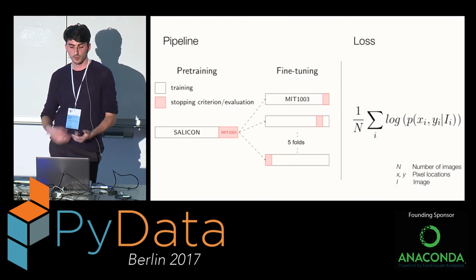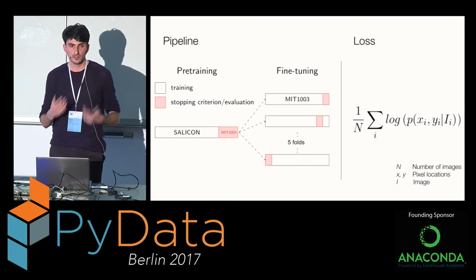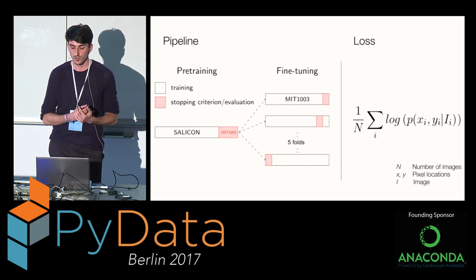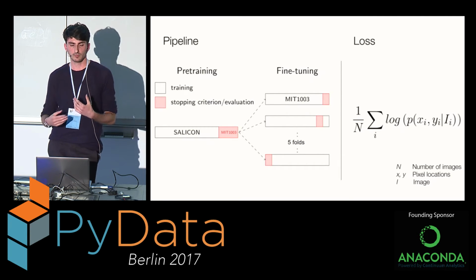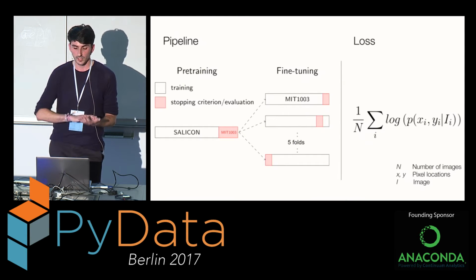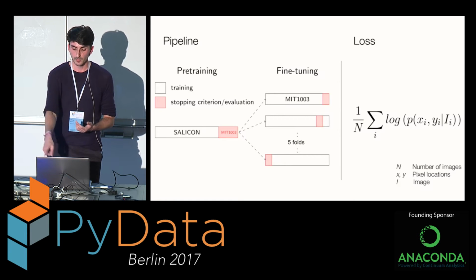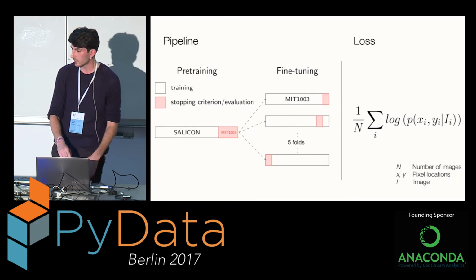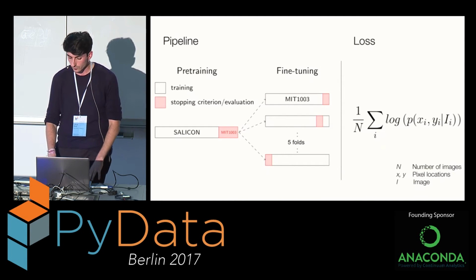The loss function we're applying is basically just the maximum likelihood estimator. We want to optimize our parameters such that they best capture the experimentally observed data. So this is just the sum over all the images of the log likelihood function. And this probability, P of x, y given I, is what our model outputs. So this is the saliency map, basically.